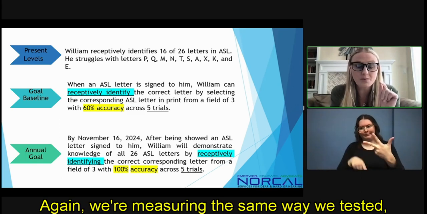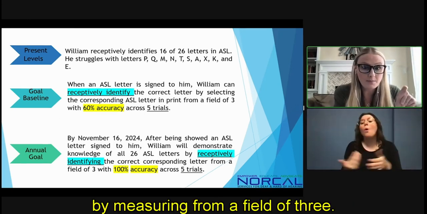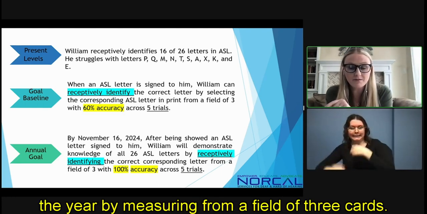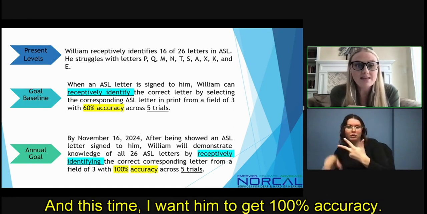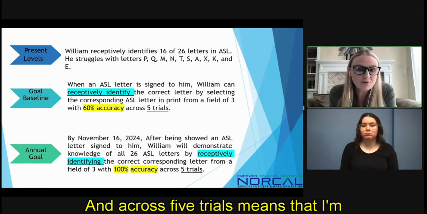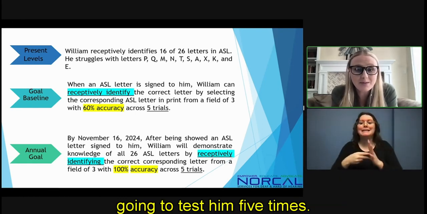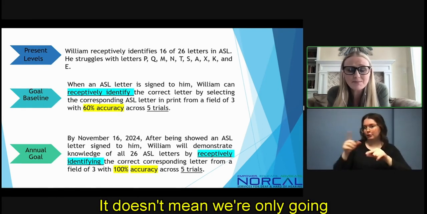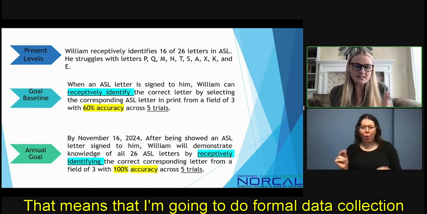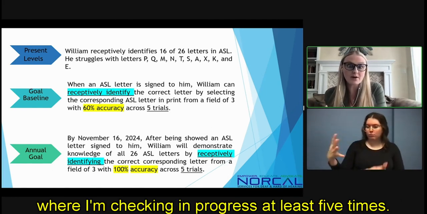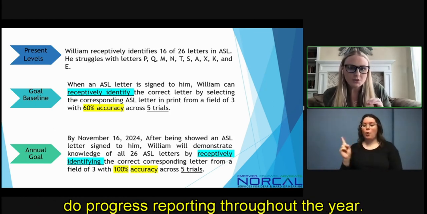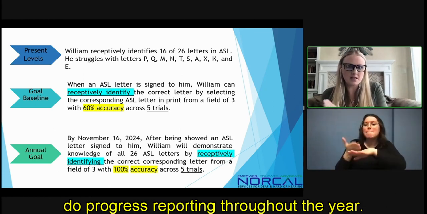Again, we're measuring the same way. We tested by measuring from a field of 3, and we're going to test again at the end of the year by measuring from a field of 3 cards. And this time, I want him to get 100% accuracy. And across 5 trials means that I'm going to test him 5 times. It doesn't mean we're only going to work on it 5 times. That means that I'm going to do formal data collection where I'm checking in progress at least 5 times. That's where I'm going to formally do progress reporting throughout the year.